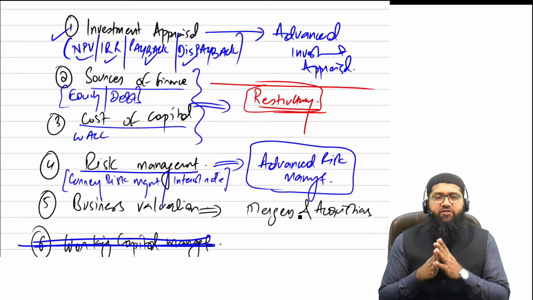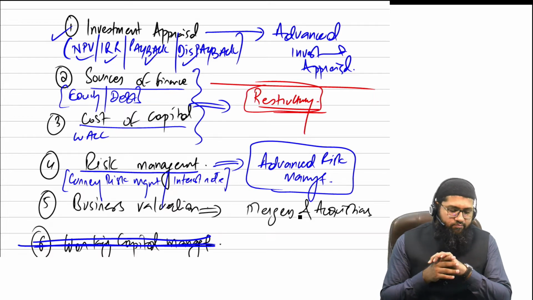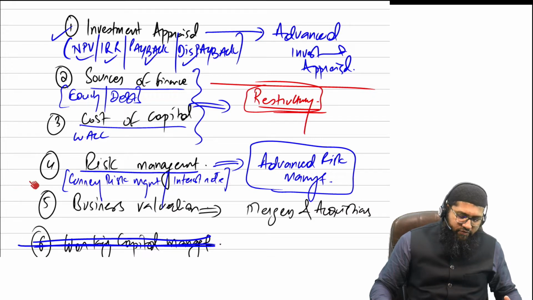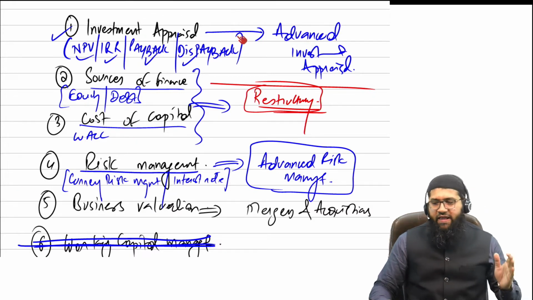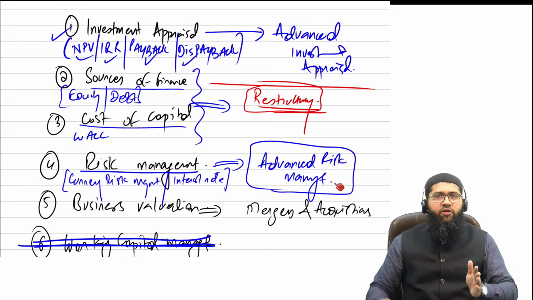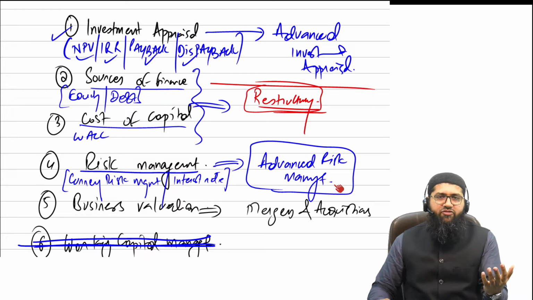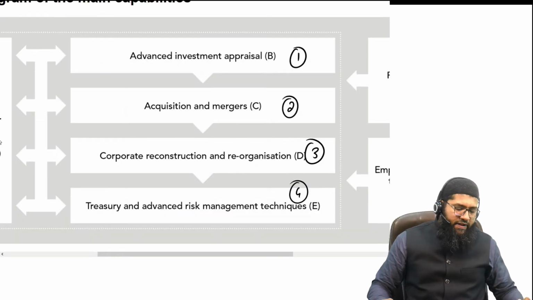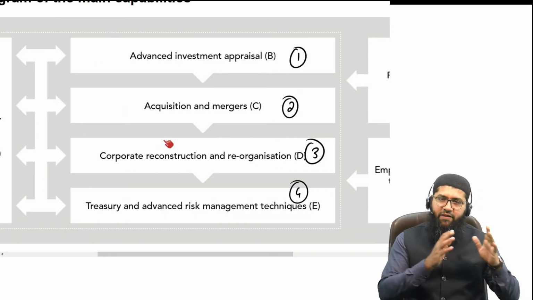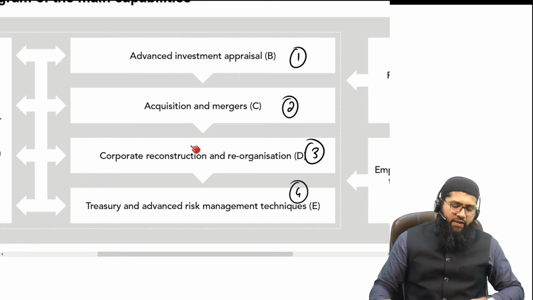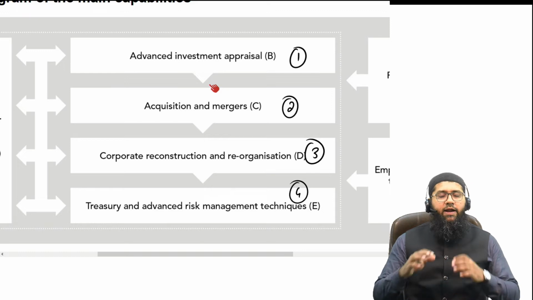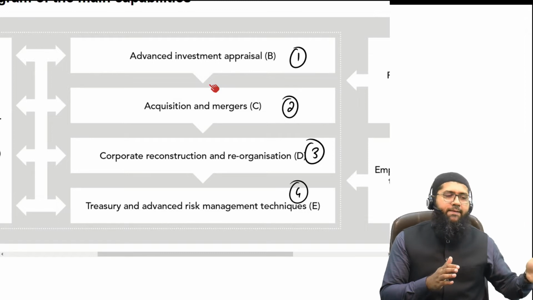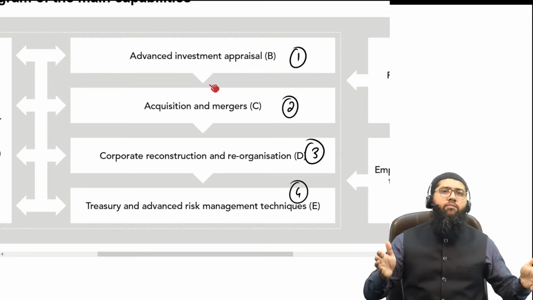Now, let's just try to understand something. You could see that these are all F9 areas, and these F9 areas are translated into the AFM areas of advanced investment appraisal, corporate restructuring, reorganization, mergers, acquisition, and advanced risk management. So now the question that arises is what exactly is the connection between F9 and the AFM? These are the four core areas of the AFM, and for all of these four areas, there is an F9 topic that acts as a backup for the AFM syllabus content.